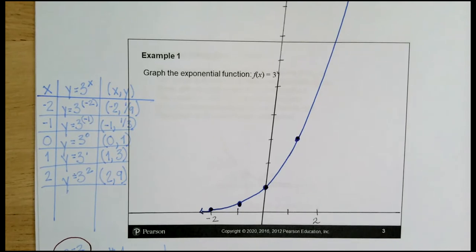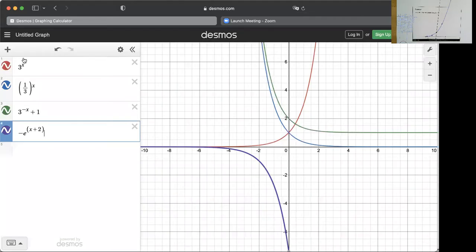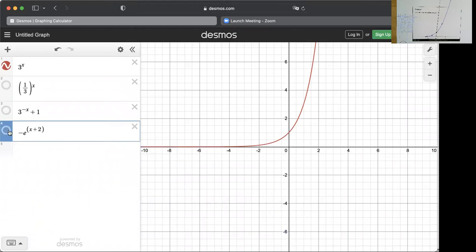Oh, let me find it in Desmos. I'm going to pause 1 second. Yes, I had it. All right. So in Desmos, I don't need all these. I just need 3x. All right, so it crosses y at 1. It approaches 0, but it will never touch.